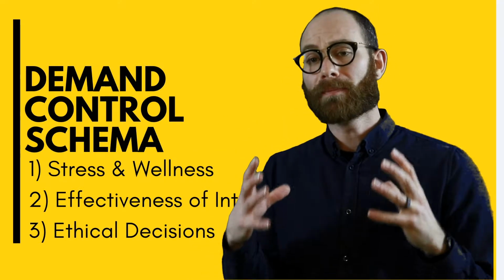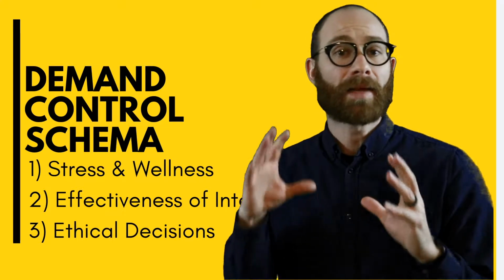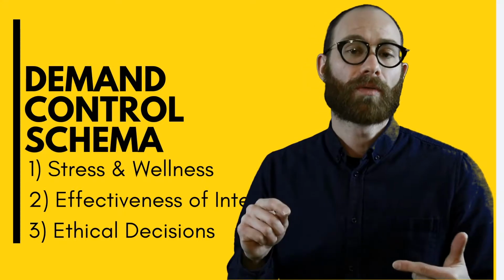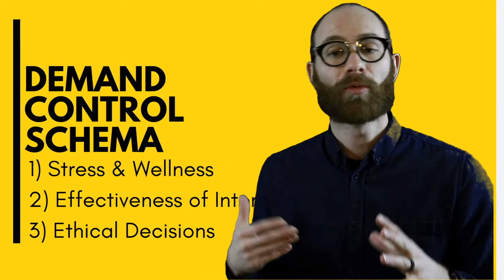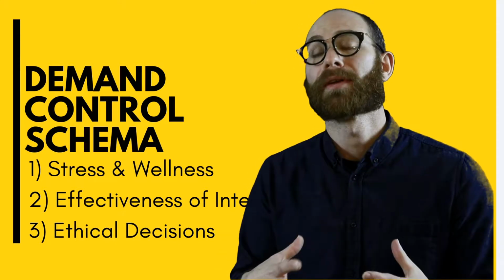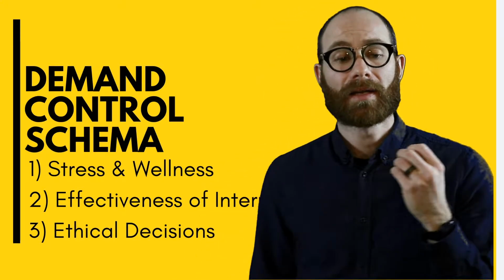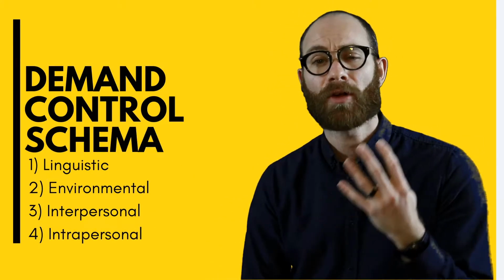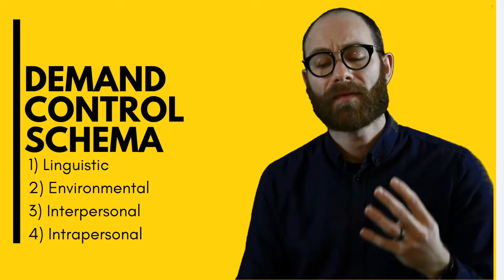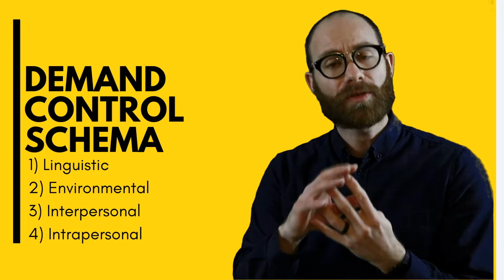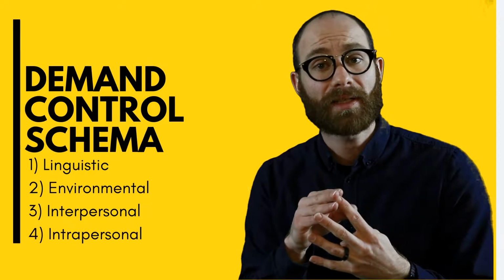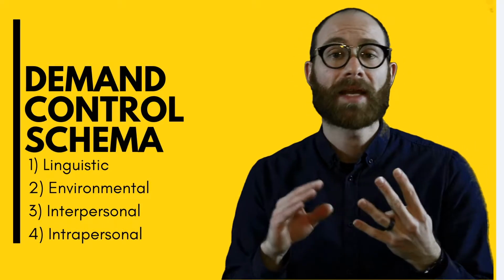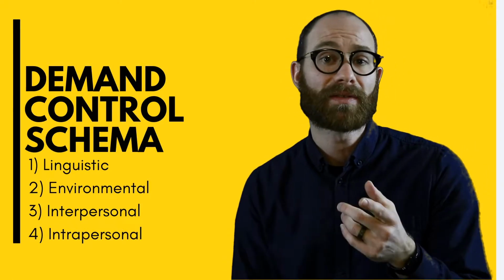So now we're going to be mainly focusing on Dean and Pollard's application of demand control schema to interpreting. So we won't be looking at the original theory, we'll be looking at the revised and applied theory. So Dean and Pollard identified demands in four main categories. The demands are the requirements of a job, and for us, the requirements of interpreting. Those four demands that they identified were linguistic demands, environmental demands, interpersonal demands, and intrapersonal demands. And I'll explain each of these in more detail.